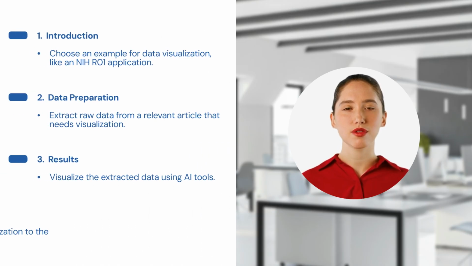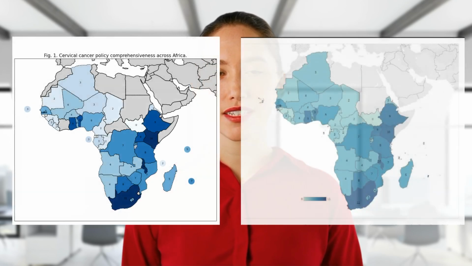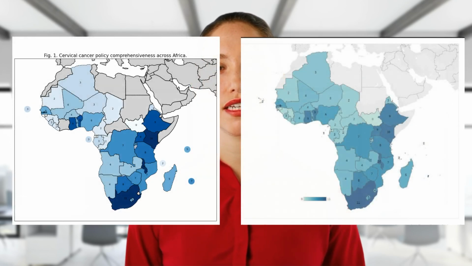4. Conclusion. Compare the new visualization to the original figure. The final product was a detailed map titled FIG. 1. Cervical Cancer Policy Comprehensiveness Across Africa, showing the different levels of cervical cancer policy comprehensiveness. Comparing the map I created to the original one in the article shows how effective Julius AI is at accurately representing complex data.